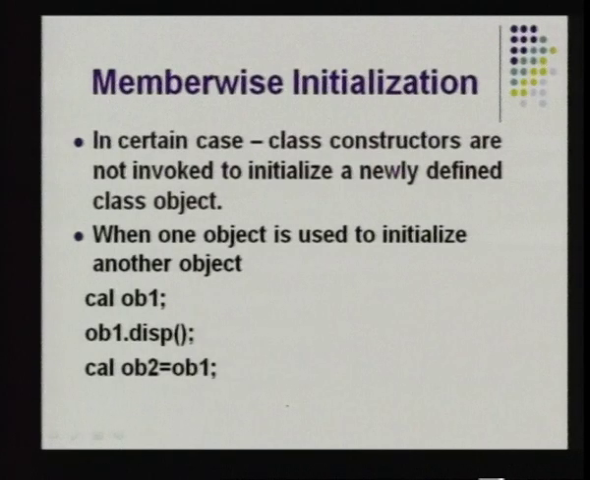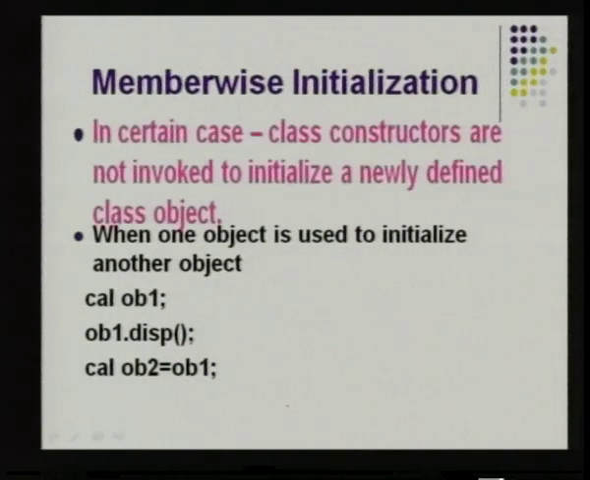Now, there is a concept called member wise initialization. In certain cases, class constructors are not invoked to initialize a newly defined class object. Now, according to the normal protocol, whenever an object is created, the corresponding constructor is called and the values are initialized. In certain cases, even when an object is created, the particular constructor is not called. That is in situations where you create one object and give it values from another object. You copy the values of one object to another object.